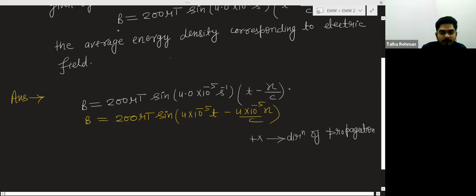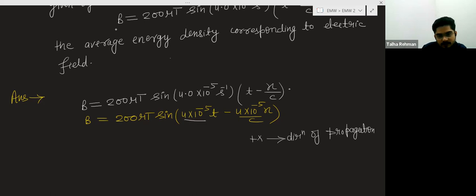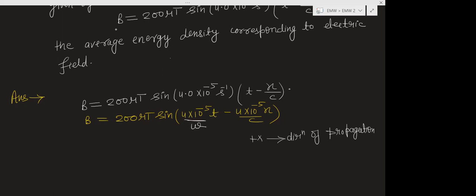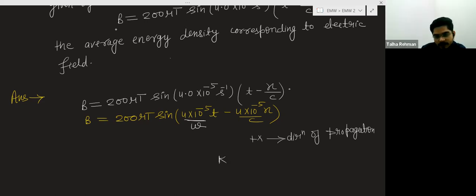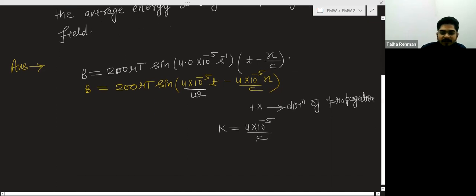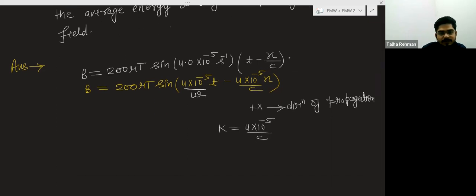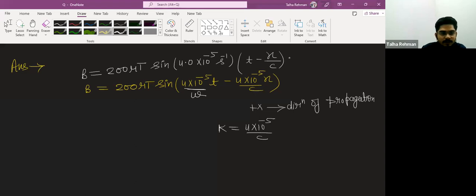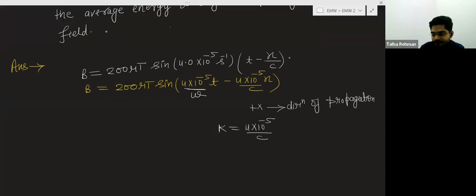By the way, what is this? This will be omega, and this will be k. And k will be 4 into 10 to the power minus 5; the coefficient of x, 4 into 10 to the power minus 5 by c, will be the k. But there is no requirement of all these things. Basically, I am just telling for the interest.